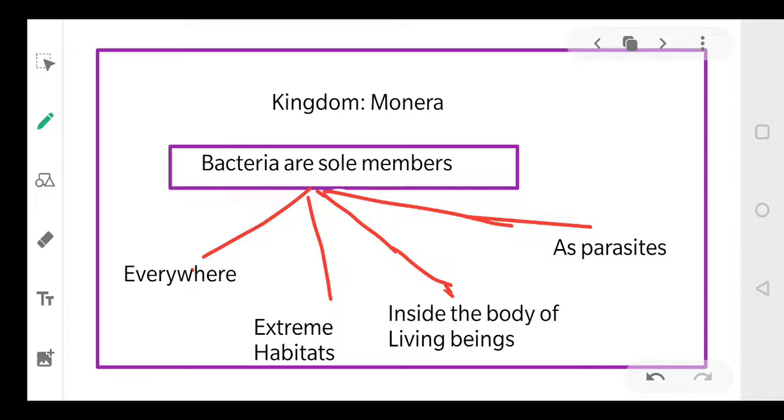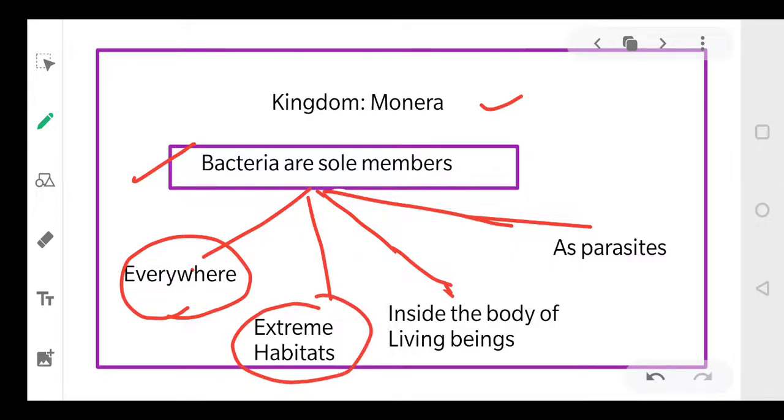Now kingdom Monera. The kingdom Monera has only bacteria. They are the sole members of this kingdom. And we all know that bacteria are found everywhere, isn't it? They are present in a handful of soil, in the air, in the water. They are present in extreme habitats also, like hot springs, deserts, snow, deep oceans. So they are found everywhere.